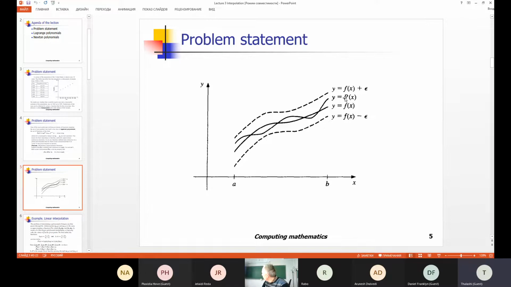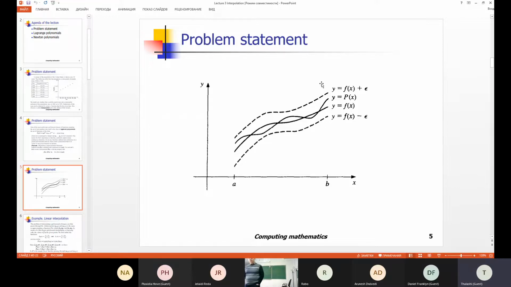function and polynomial are different, but we are sure that the difference between the function and the polynomial is not greater than epsilon. So the graph of the polynomial will lie between f of x plus epsilon and f of x minus epsilon. So upper and lower bound, and the polynomial lies here between these upper and lower bound.